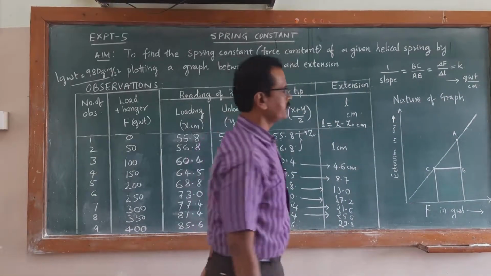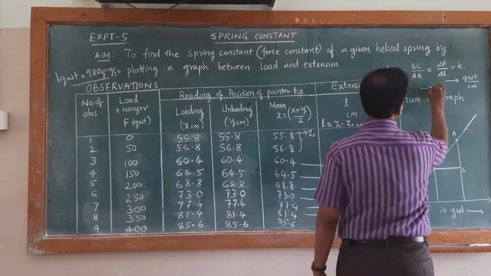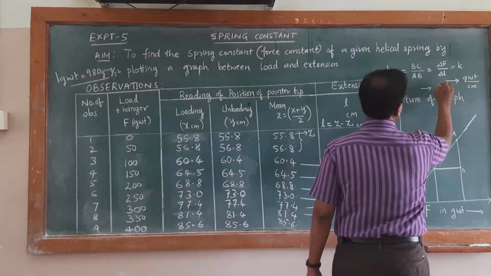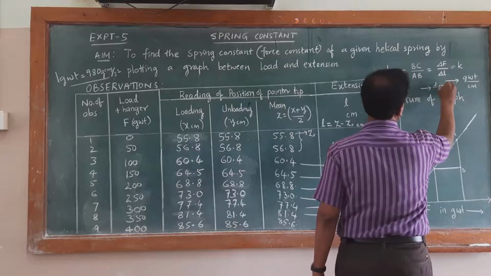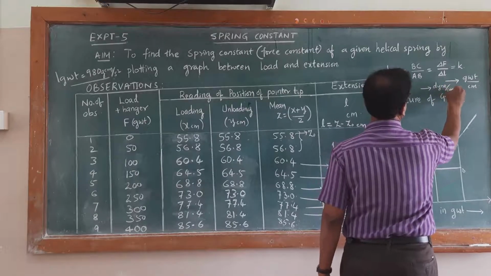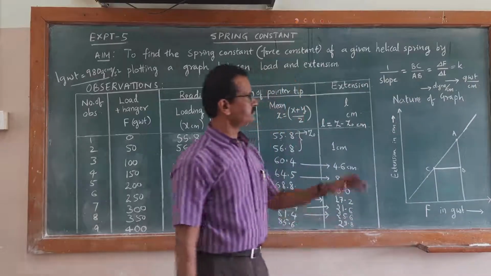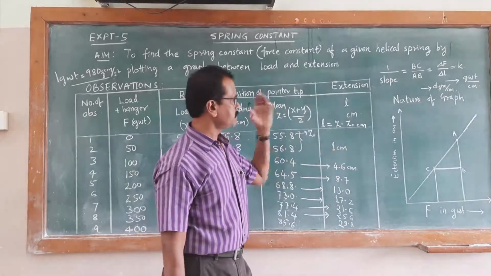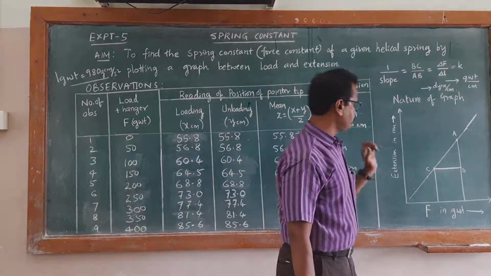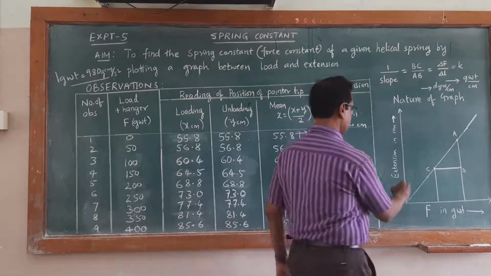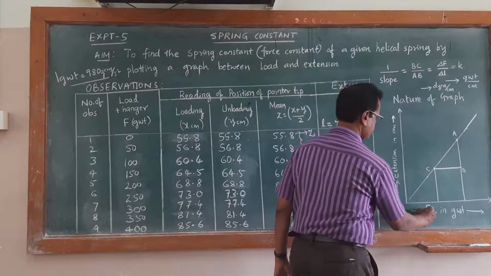Finally, that can be converted into dyne per centimeter in CGS unit. If you want, you can also convert it into Newton per centimeter. This is one way, by using the graph of extension versus load.